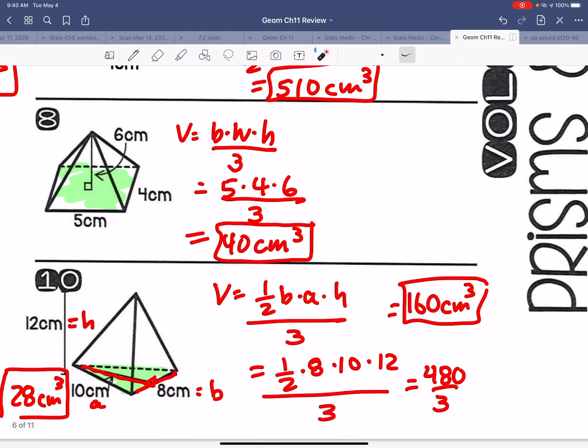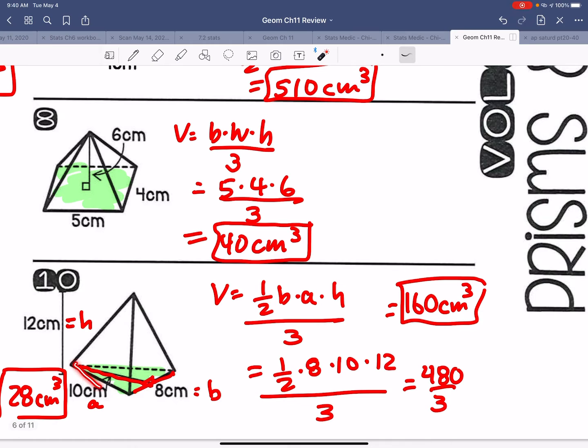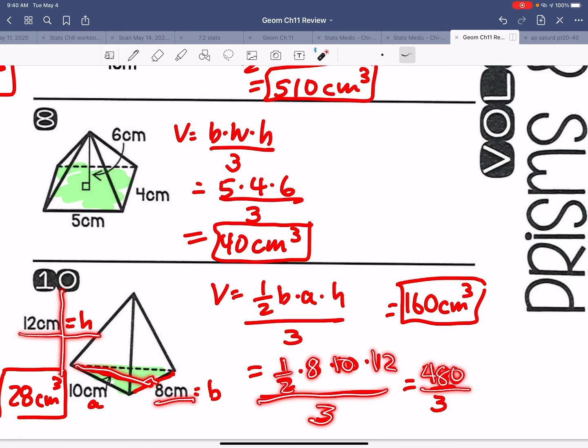All right, question number 10. It's a triangle base again, so the same formula as question number 9. 1/2 base of 8, altitude of 10, and we stacked this 12 high. And then after all that, we're going to divide by 3. So 480 divided by 3, we get 160 centimeters cubed.